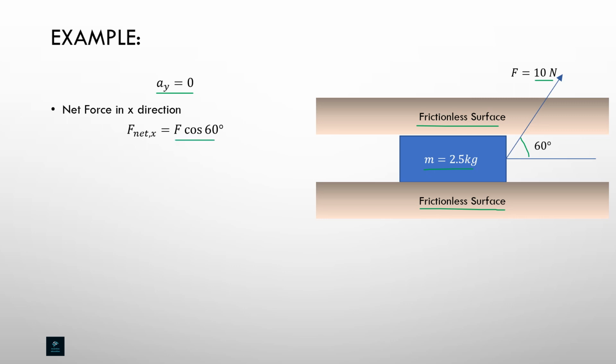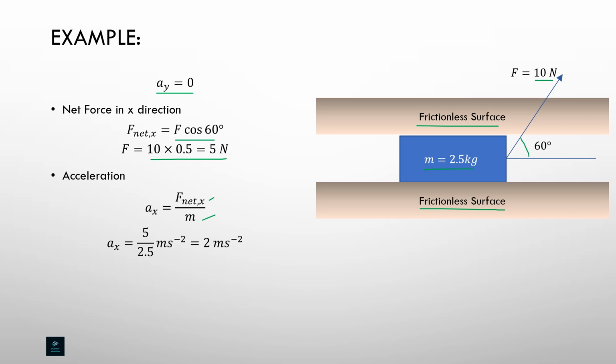Putting the values of F, we calculate F net x as 10 into 0.5. This is equal to 5 newtons. Then the acceleration we calculate as Ax is equal to F net x by m. Putting the values of F net x and m, we calculate Ax as 5 by 2.5 meters per second squared. This is equal to 2 meters per second squared. Therefore, with the application of 10 newtons of force in this direction, which is making an angle of 60 degrees from the horizontal direction, this body is accelerated by 2 meters per second squared in the x direction.